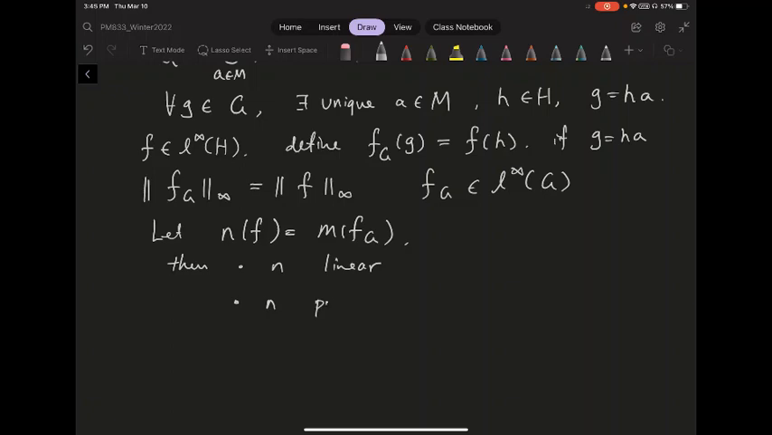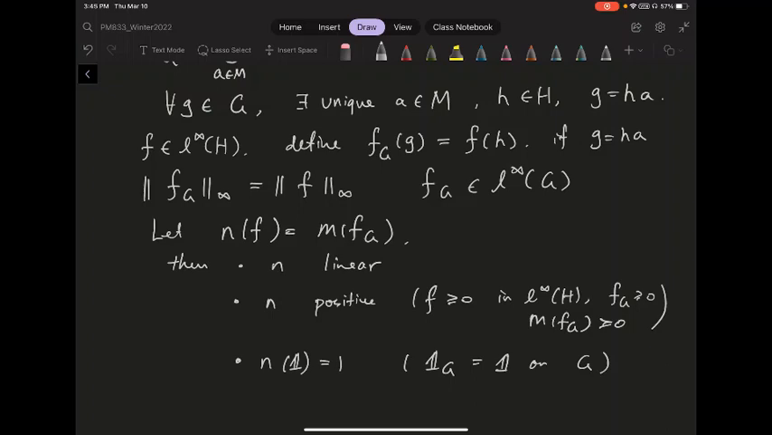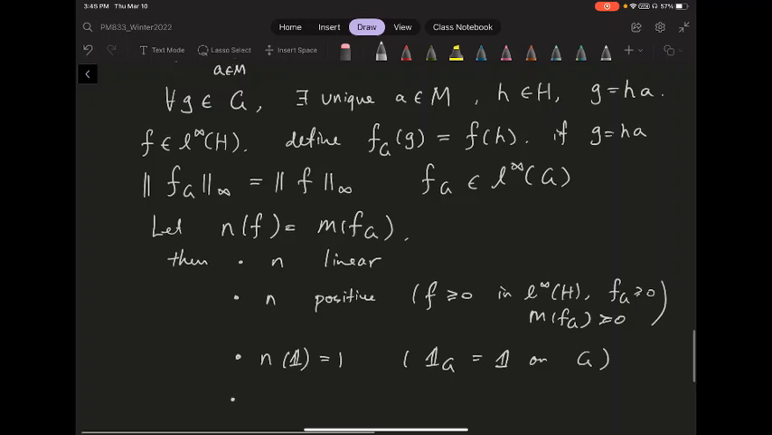n is going to be positive because if you have f greater than or equal to 0 in the L infinity of H, your Fg only takes some f of h, so that's still going to be positive. So your Fg is also positive, so your m of Fg, m being a mean, is also positive. Okay, so it maps positive to positive. And n is going to be a mean because n of 1 is equal to 1. That's just because if you lift the 1 to G, that's just equal to the constant 1 on G as well. Your one function only returns 1. All right, so basically I just need to check that n is also left translation invariant.